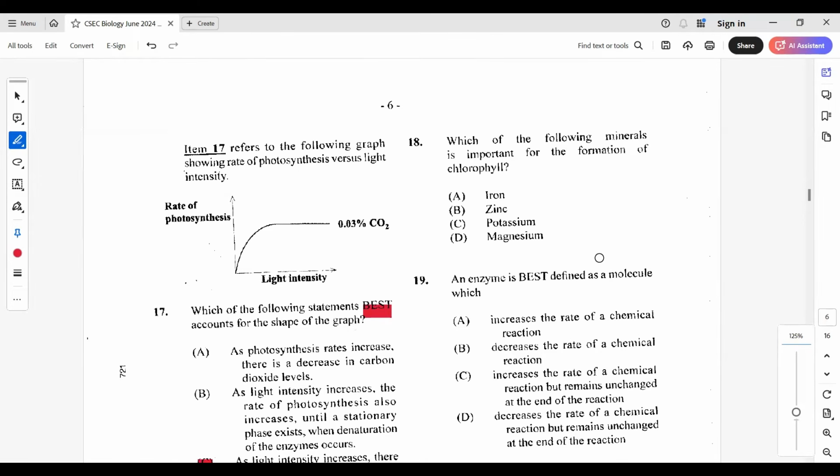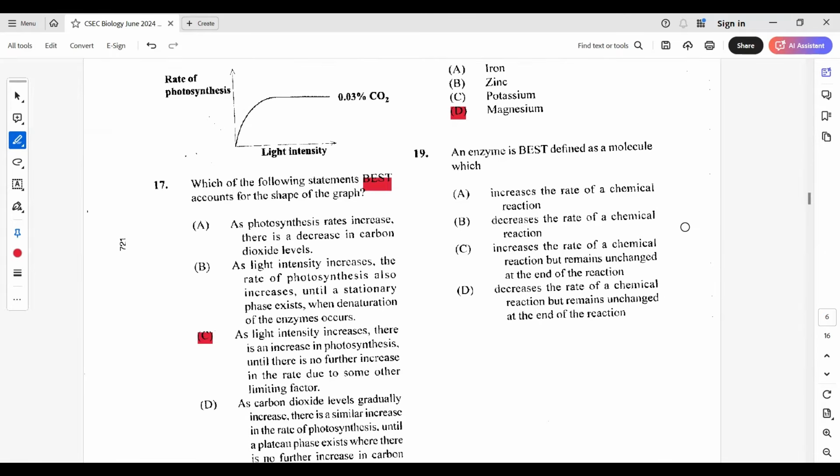Looking at question 18. Which of the following minerals is important for the formation of chlorophyll? Chlorophyll is a pigment very similar to hemoglobin. In hemoglobin, it's iron. In chlorophyll, it's magnesium.